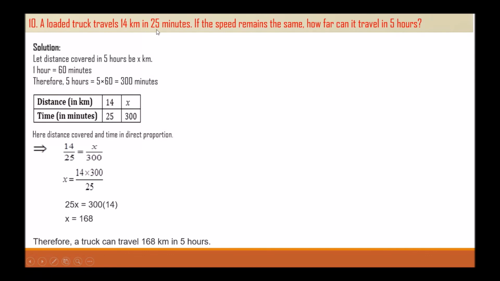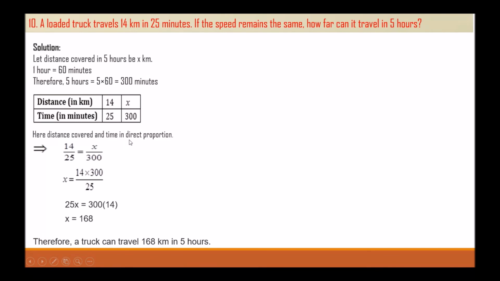Next, a loaded truck travels 14 kilometers in 25 minutes. If the speed remains the same, how far can it travel in 5 hours? So let distance covered in 5 hours be x kilometer. 1 hour equals 60 minutes. Therefore 5 hours equals 5 into 60, that is 300 minutes.